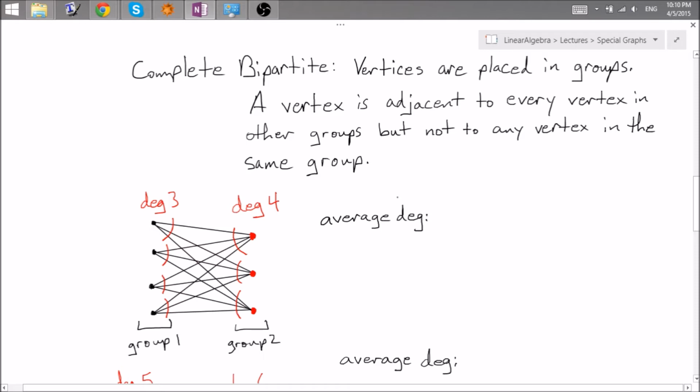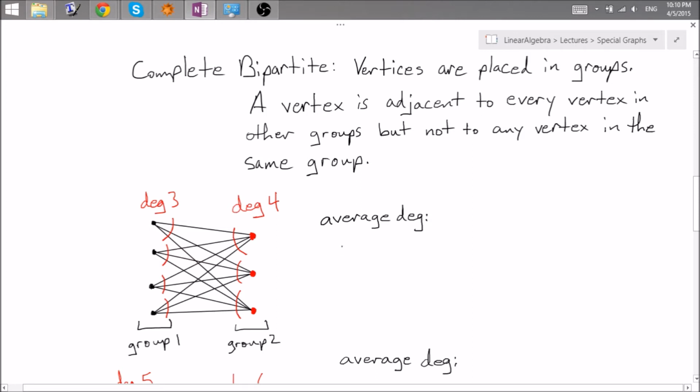If we look at the degrees, we see that every vertex in group 1 has degree 3. These red lines are just to help us count and to group the edges which are adjacent to each vertex. And we see that group 1 vertices have degree 3 and group 2 vertices have degree 4. So obviously we can't come up with a constant degree for the graph like we did in the complete graph. Instead, we'll look at the average degree.